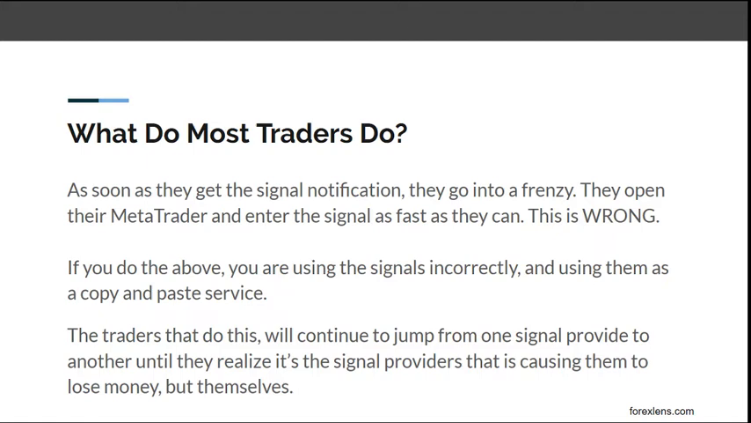The traders that do the above will continue to jump from one signal provider to another until they finally realize that it's not the signal providers that are at fault and the reason why they're losing money, it's them. It's the trader that's at fault because they aren't using signals the way they should be. And we don't blame them. Many of the Instagram gurus out there and companies market signals as a copy and paste service. But at Forex Lens, we see them as tools.